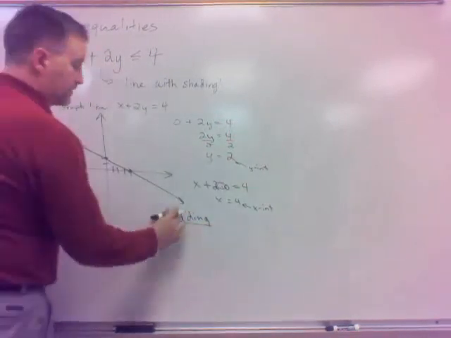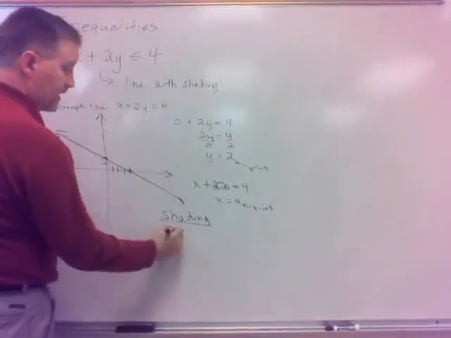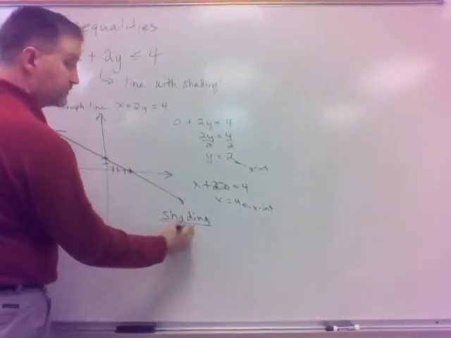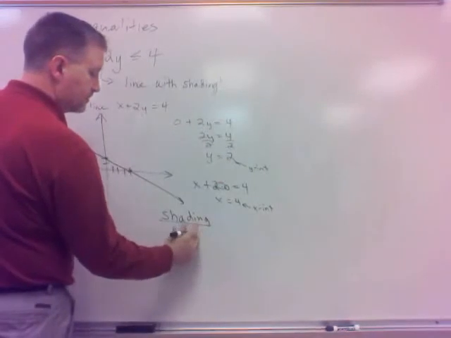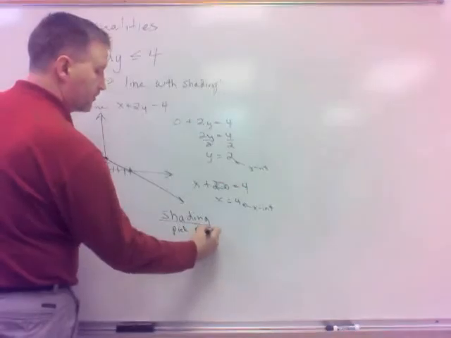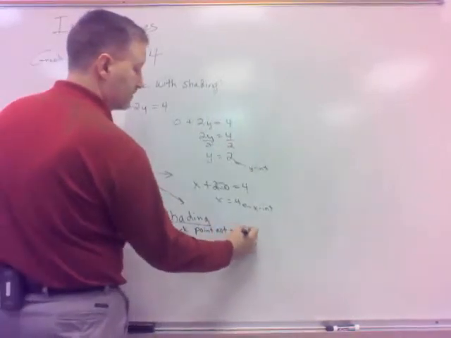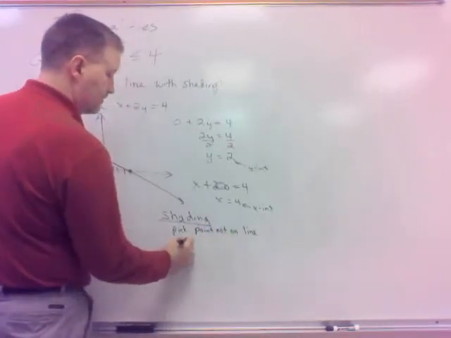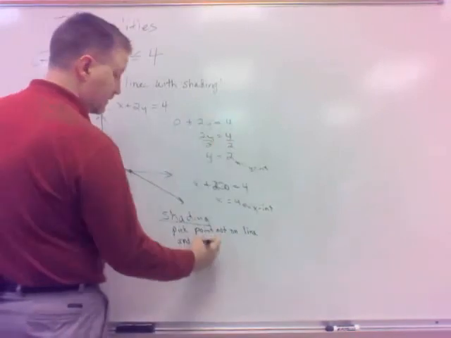And what you want to do on the shading is just pick a point not on the line, and usually 0, 0 is a good choice there. Check it out and see if it works. If it doesn't work, then go to the other side. If it does work, shade that side.